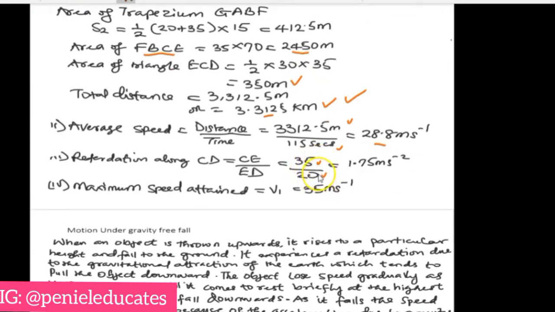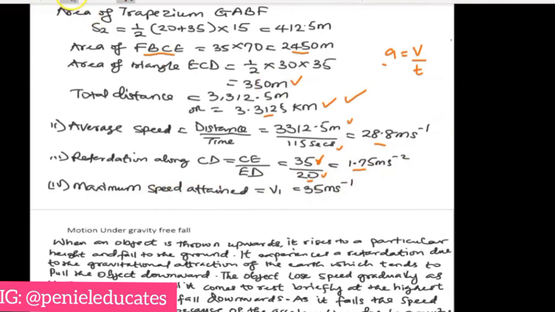Don't forget, acceleration is velocity over time. Then retardation, which is the negative acceleration, is the velocity over time. This velocity is the one before it starts decelerating, and this 20 seconds is the time it takes to decelerate. That is 1.75 meters per second squared.